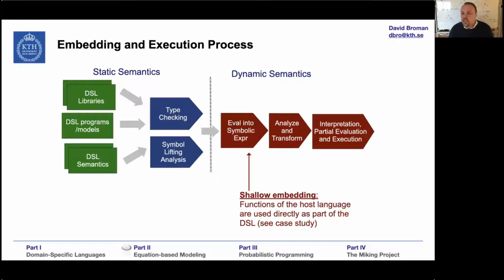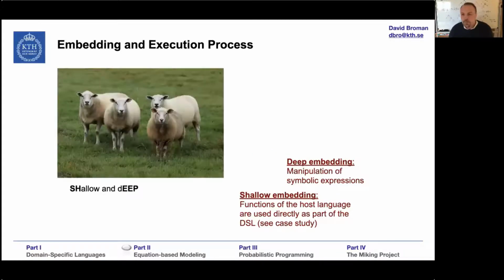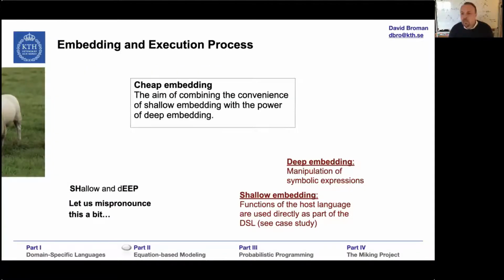It means that you basically reuse constructs from the host language. That is called shallow embedding. Or you do deep manipulation where you transform these kind of things. So typically you want to combine this, but what do we call these things when we combine shallow and deep? Shallow and deep, cheap maybe. Cheap embedding. Well, that's maybe not that fair for the animals, but it's kind of cheap embedding. It's a way that you want to be able to embed things in a cheap way, meaning that it's easy for you as a DSL developer that you can reuse different things and then still be expressive enough.